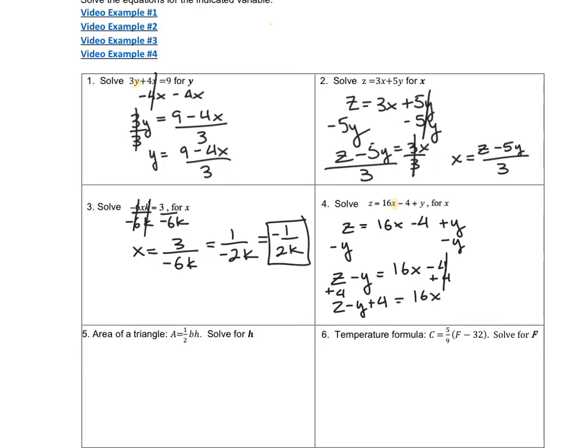And now x is still not by itself. I have to divide by 16 to get x by itself, but you have to divide the whole other side by 16. So my final answer is going to be x is equal to z minus y plus 4 all over 16.